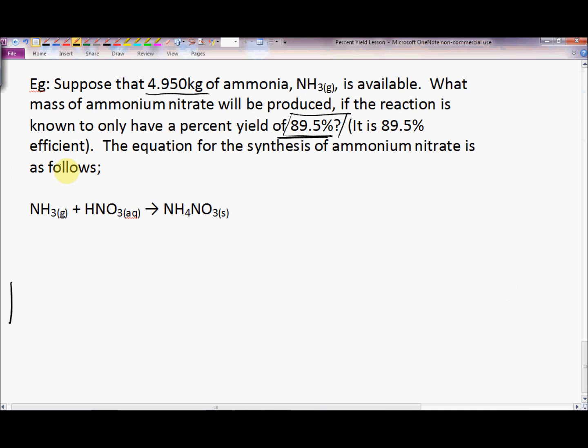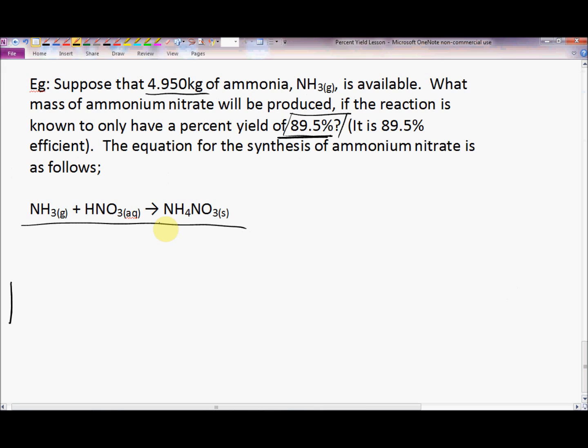Here we go, and they give us the equation. The equation for the synthesis of ammonium nitrate is as follows. There it is. This one's pretty easy. It's got a 1:1:1 ratio for all of the elements in the equation. So, let's get started with this one.